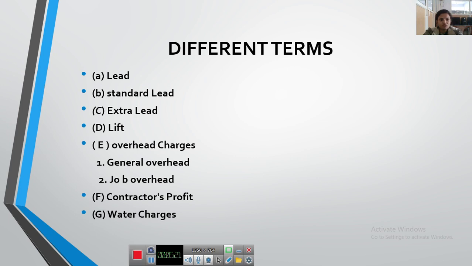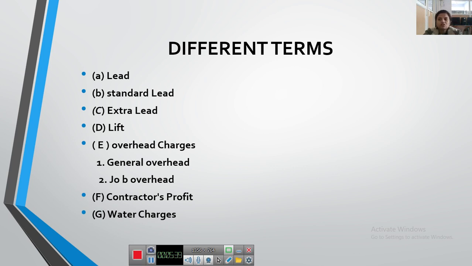It will be the salary of the office staff such as clerk, accountant, peon, etc. Okay, so these are included in general overhead. Even the rent of the office, if you have taken an office on rent, you have to pay rent also. So that will be considered in your overheads.